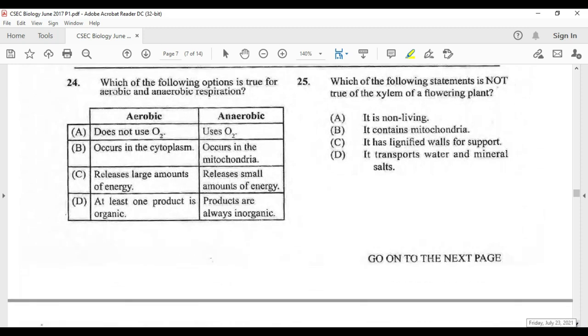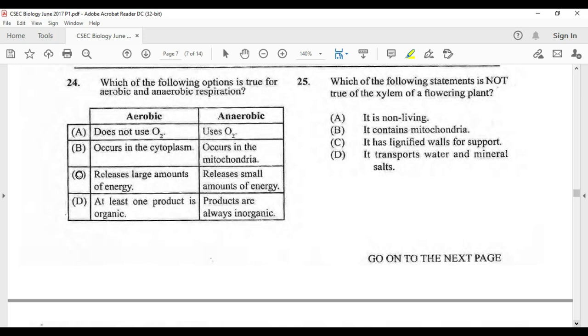24. Which of the following is true for aerobic and anaerobic respiration? Interesting. Aerobic respiration does not use oxygen, so that is out. B, occurs in the cytoplasm. We're not going to go with that either. So C, release large amount of energy. That one hit, bang, release small amount of energy. We're going to go with C.